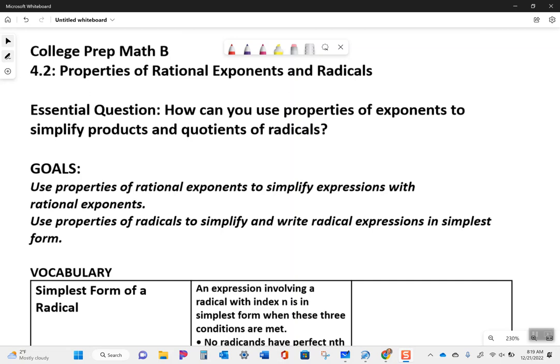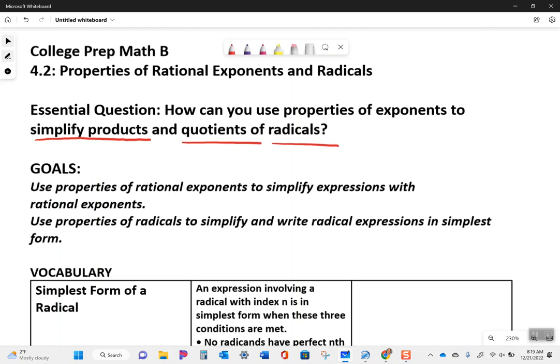But the question that we're trying to answer today is this. How can you use properties of exponents to simplify products and quotients of radicals? Okay, so some multiplication and division ideas are going to show up here today.